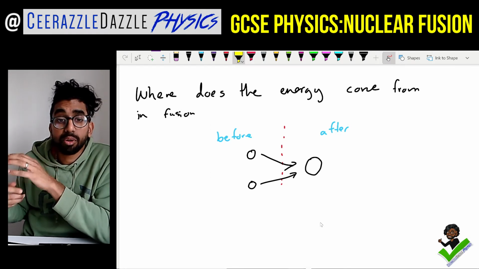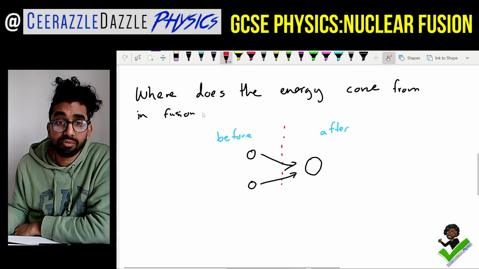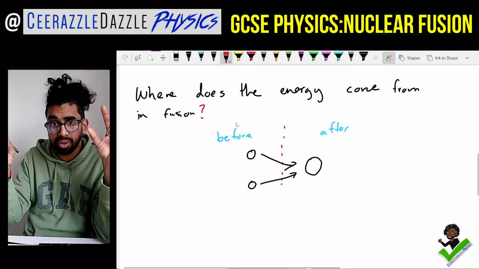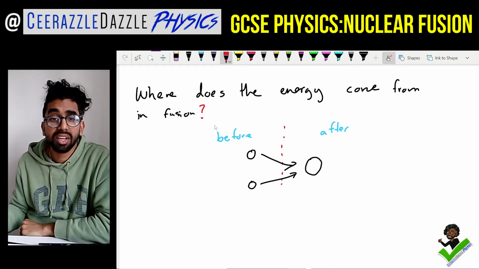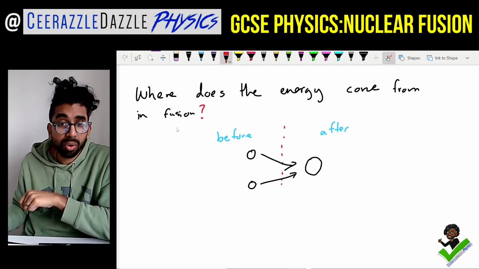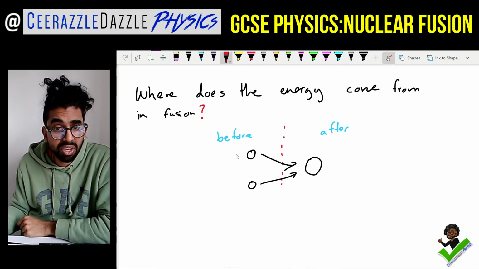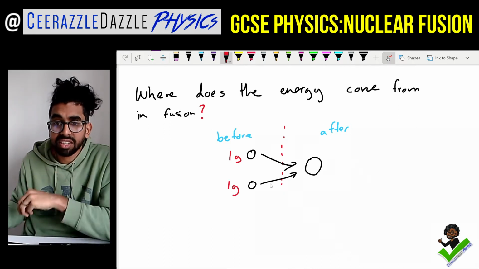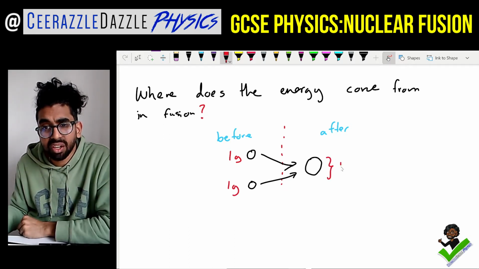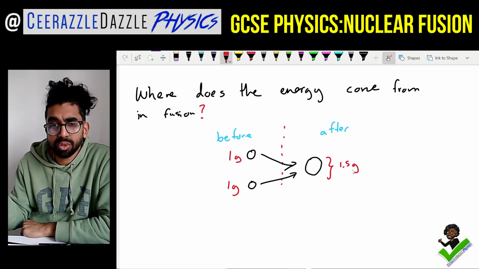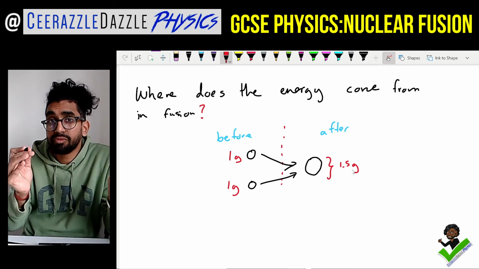Okay, so the next question will be the following. Where does the energy come from in fusion? So as you can see, we've got a before stage and an after stage right now. Before they were separate, and then in the after stage you've combined them into one. But where is that extra energy coming from? Well, let's put some numbers in here to give us a bit of perspective. Let's say the first one is 1 gram, the other one is 1 gram, but when they've been combined together, the total mass of this nucleus is 1.5 grams. Obviously you can see there's a difference in mass before and afterwards.